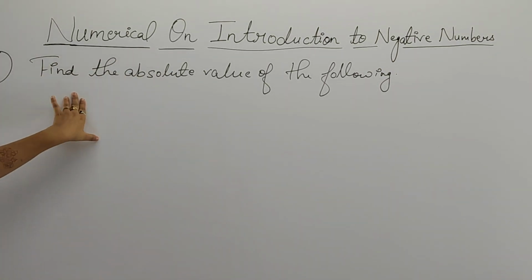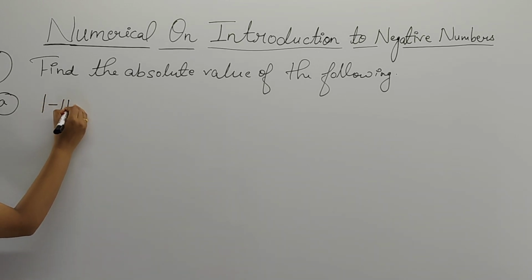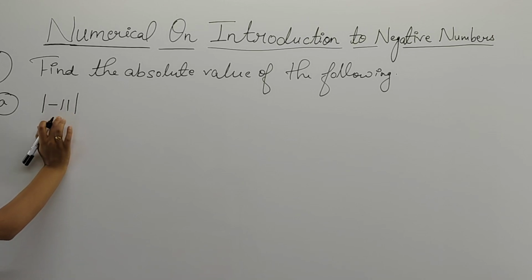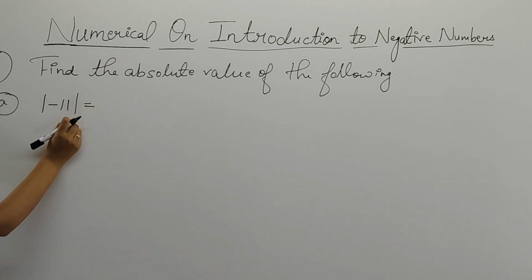Your question is: find the absolute value of the following. Like the first question which we are going to write and discuss, if the question is given as |-11|, that is the symbol to write a number in absolute value. These two mods are given. When this comes out, please look into this.